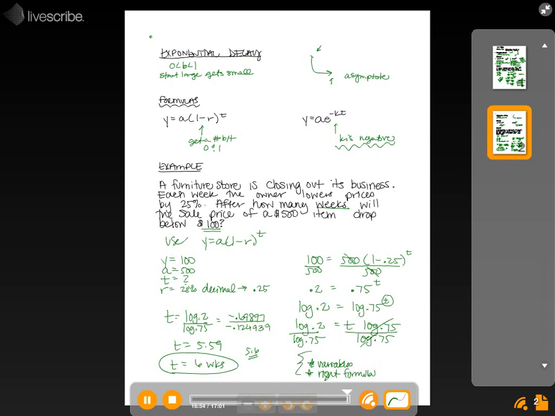And those are your notes for section 10.6 on exponential growth and decay. Bring any questions you have to class next time, and we are done.